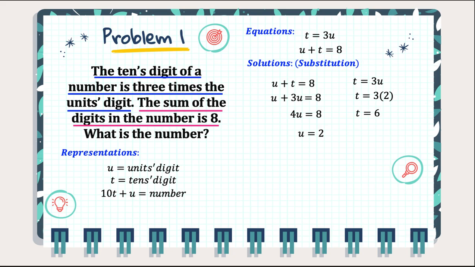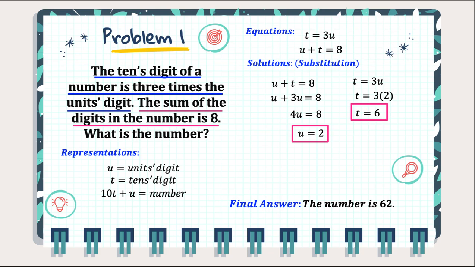In writing your final answer, you can simply substitute it into the number, which is 10t plus u, or just simply rewrite it the way we write numbers. As we write a two-digit number, the first number that we're going to write will be the tens digit, which is 6. And then we write the units digit or the ones digit, which is 2. So therefore, the number is 62. And that will be your final answer.